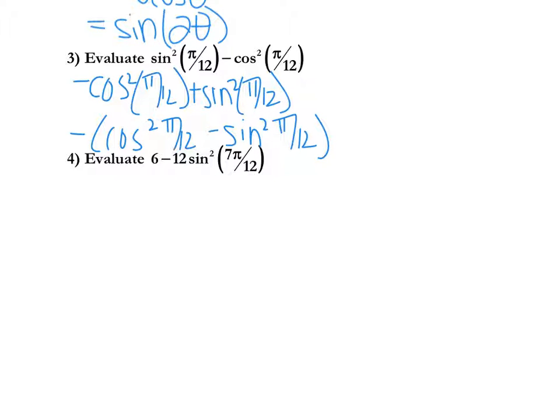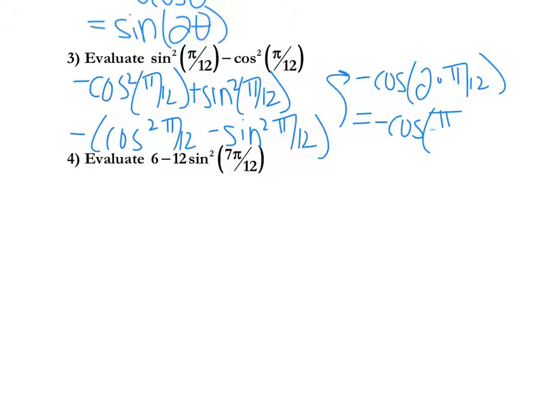Okay, now I have the cosine double angle inside. So we have negative cosine of 2 times pi over 12. Once again, if you didn't multiply that pi over 12 by 2, you wouldn't be on the unit circle. An active note, you should get back on the unit circle. So this is negative cosine of pi over 6.